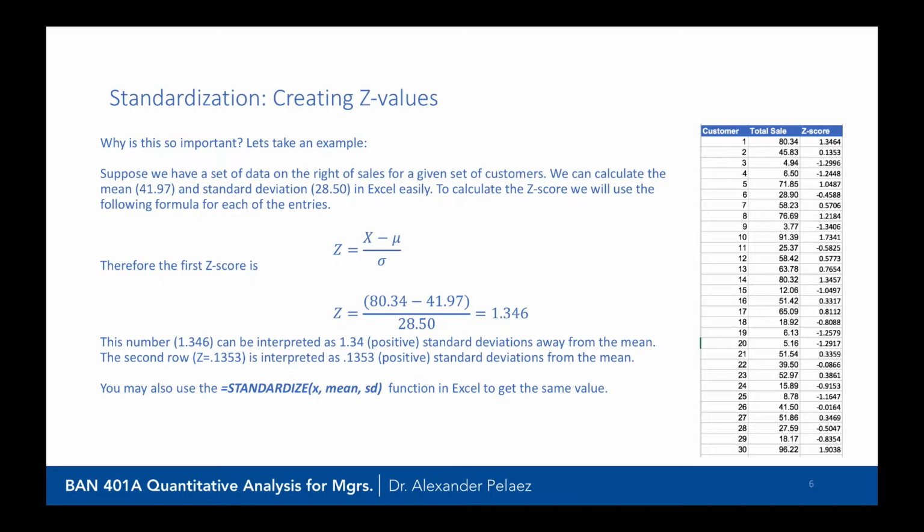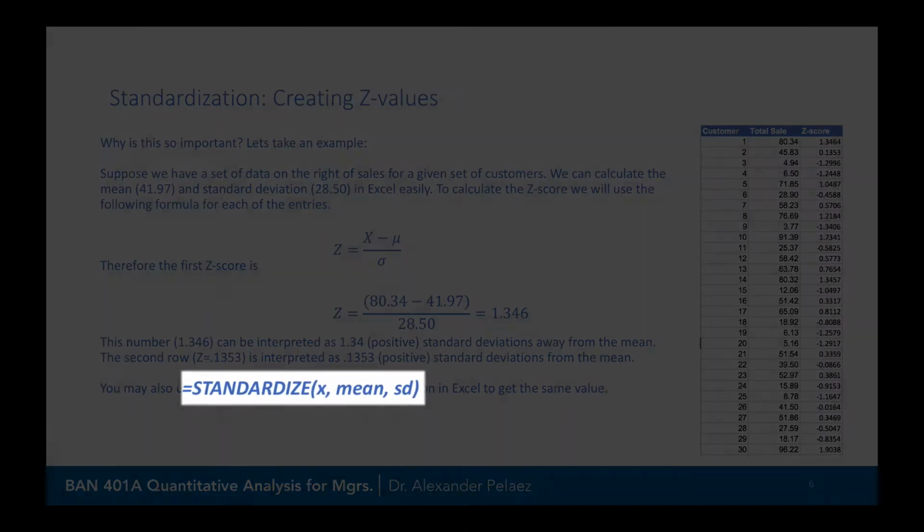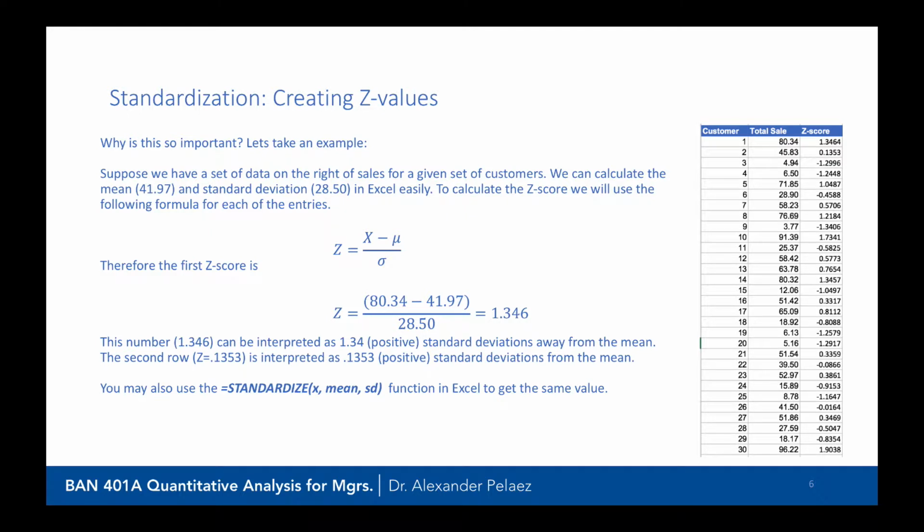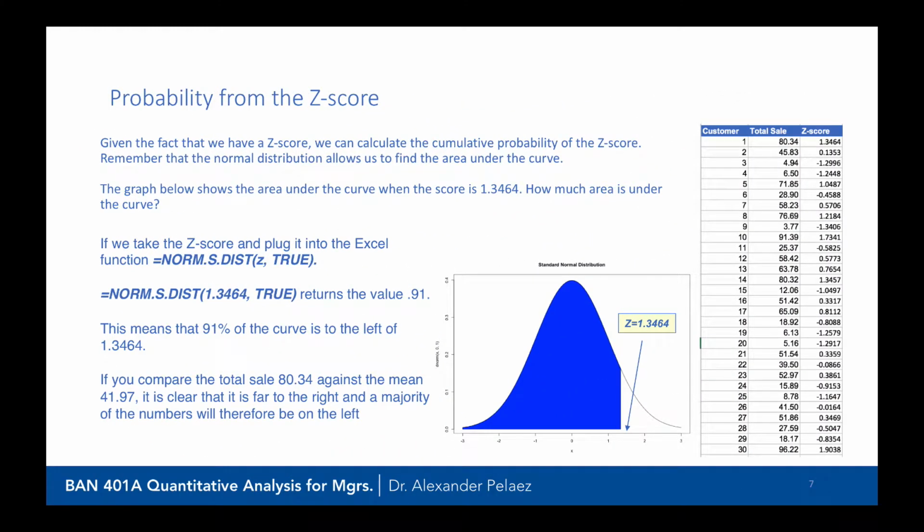So now we know where it might lie in terms of the distance from the mean. Now, in Excel, we can use the STANDARDIZE function to get the same value. It already provides it for you, so you don't need to use the actual formula. But it's important to understand where Excel is getting this from and what the principle behind it is. Given that we have a z-score, we can calculate the cumulative probability of the z-score.